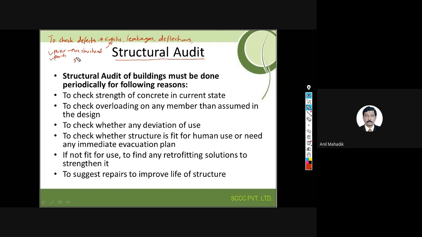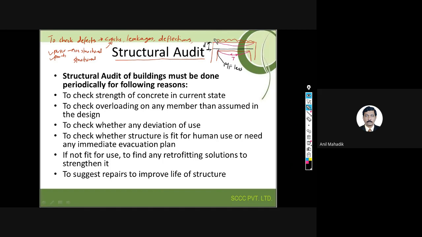But there may be structural cracks also. Structural cracks means you should know the reason. I'll give you an example. Let's say there is a beam and there is a load on it. Last time we saw that when there is a load on the beam, it gets bent and deflected, and there is tension at the bottom. If sufficient reinforcement is not provided, or you don't have sufficient depth of the beam, it may be a beam or slab, whatever. If D is less or reinforcement is less, then what happens?